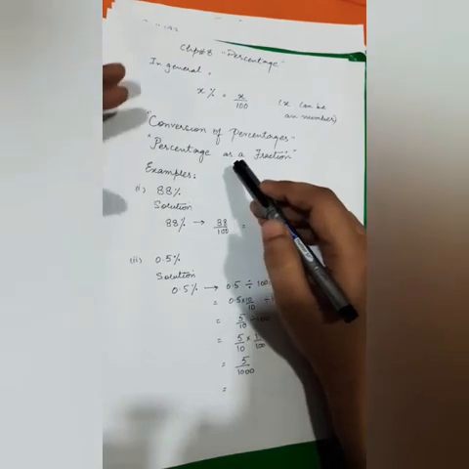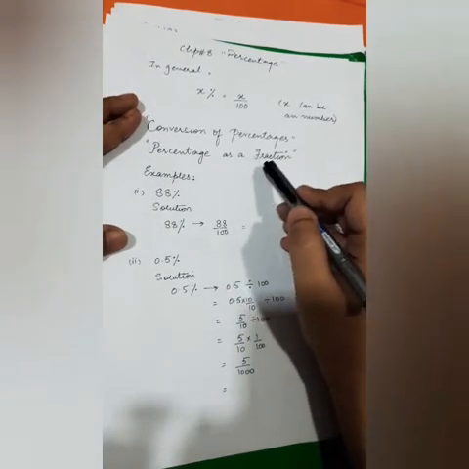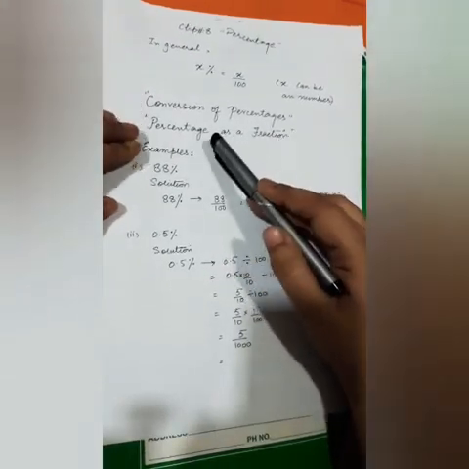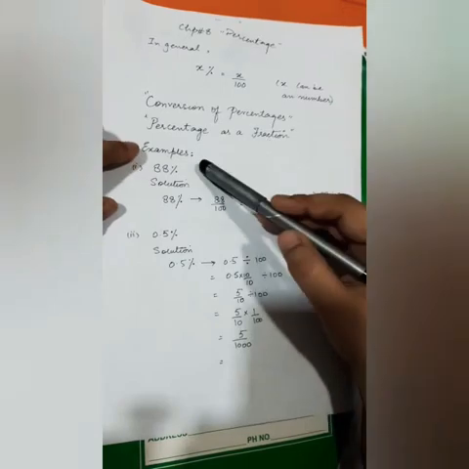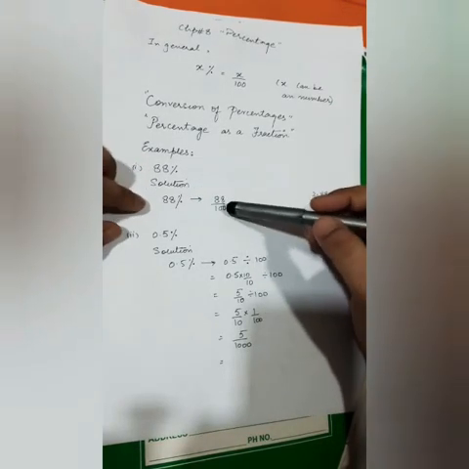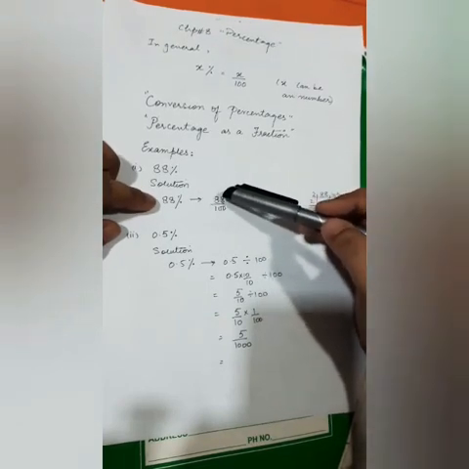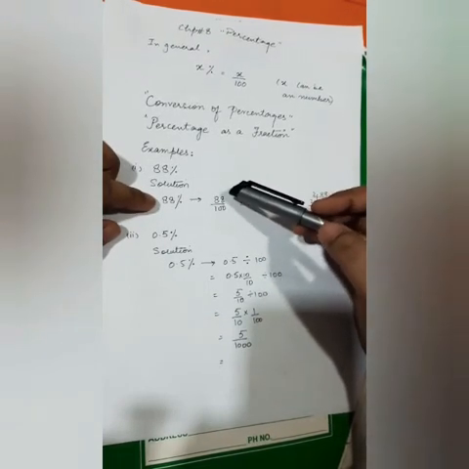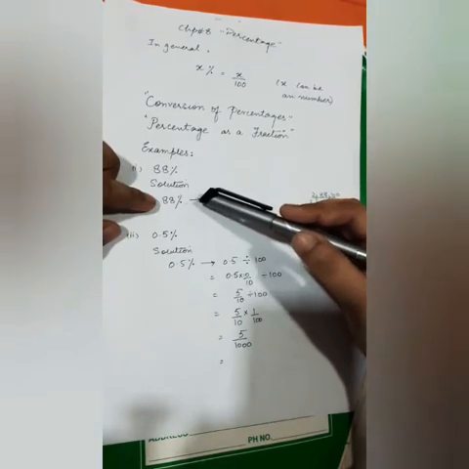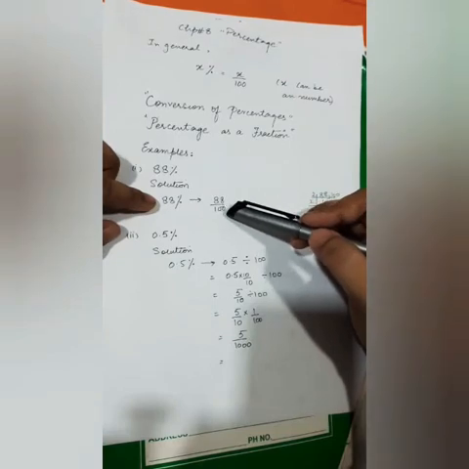Now, conversion of percentages. First, we will see the conversion with respect to the fraction. For example, I'm going to convert my percentage into a fraction. First example, I have given you 88%. Now 88% is going to be changed into the fraction. So what I do, I just remove my percent sign. Whenever we want to come outside of the percentage, we have to divide it by 100.